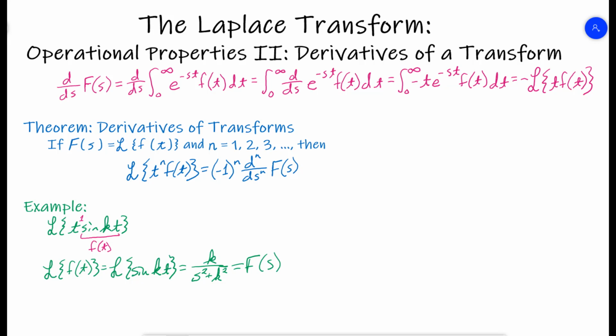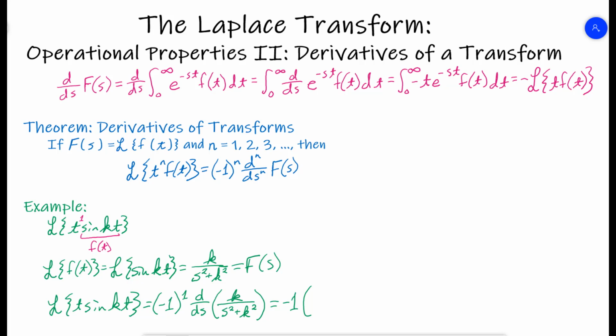So now that I know that n is 1 and I know what capital F of s is, then I'm ready to apply the theorem to find the Laplace transform of t sine of kt. It needs to equal negative 1 to the nth power, so to the first power, times the nth derivative, so the first derivative, so d/ds, of F of s. And I said F of s is going to be k over s squared plus k squared. So negative 1 to the 1 is just negative 1.